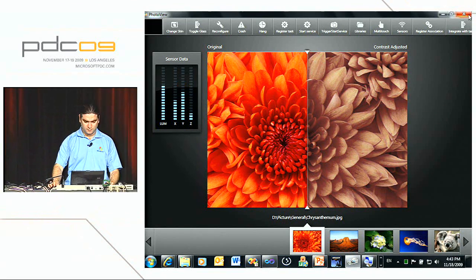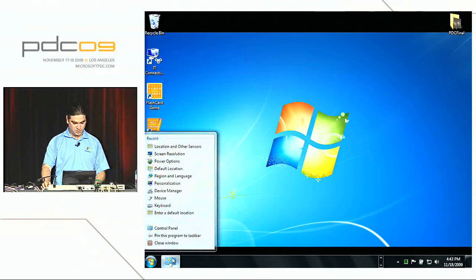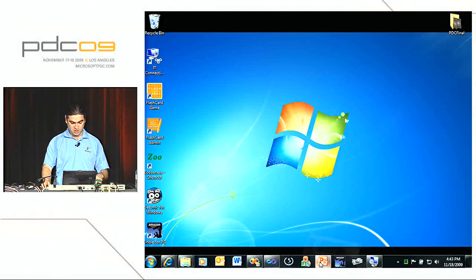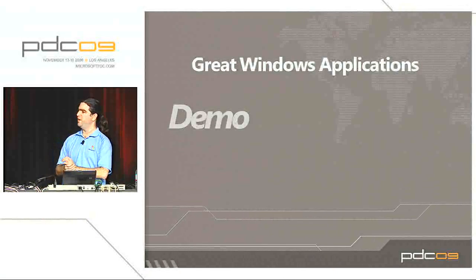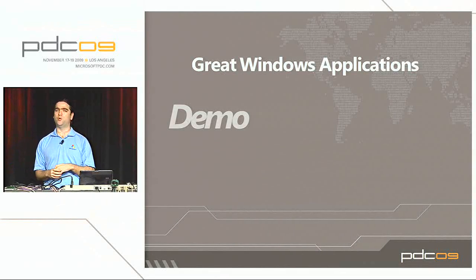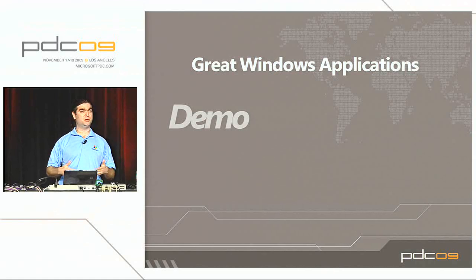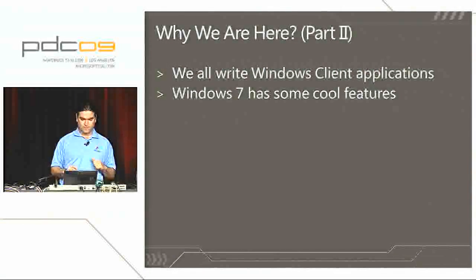Okay. So these are just a few examples of apps that we can work with, or features that we can utilize in our applications to make them perform better, behave better, or provide new functionality when you're running on Windows 7, which is the ultimate goal: to create a better experience.